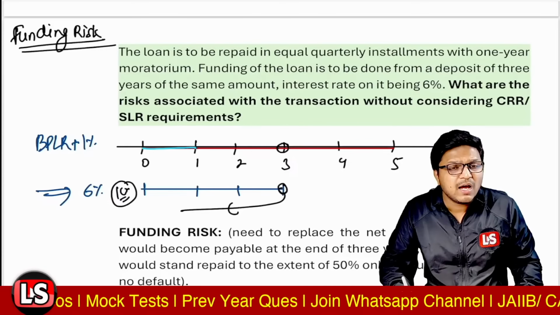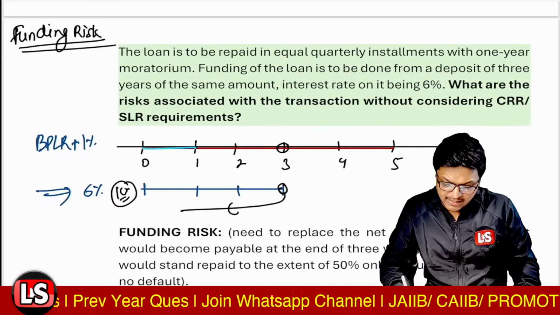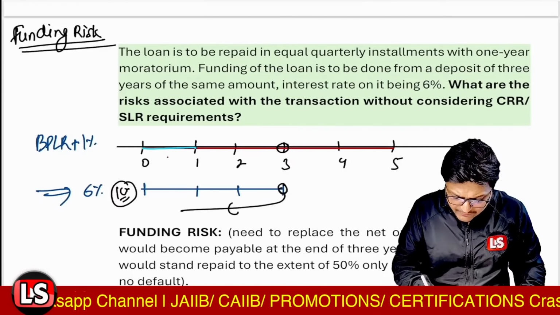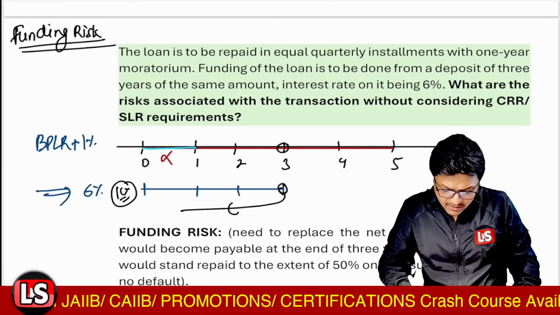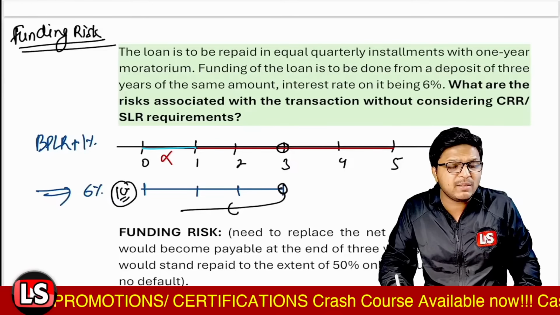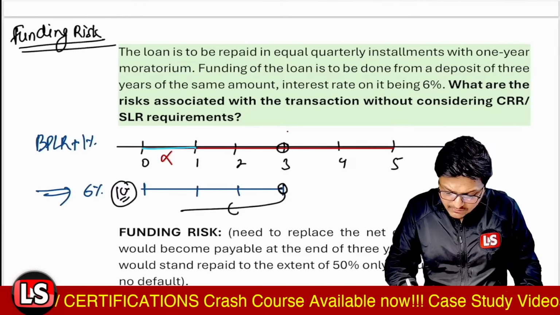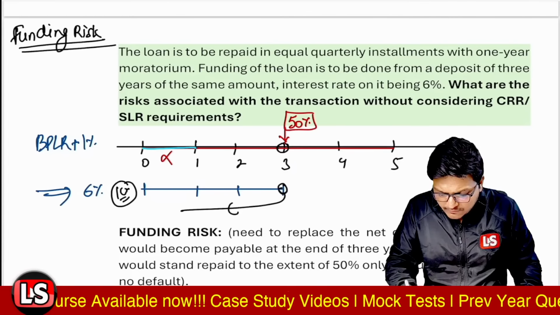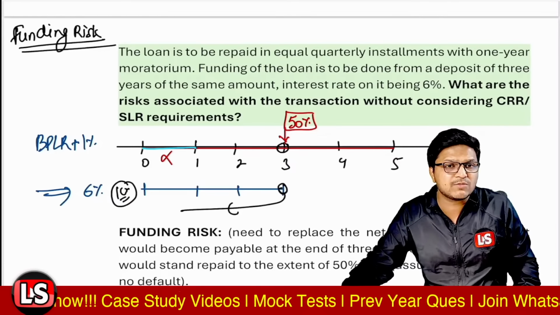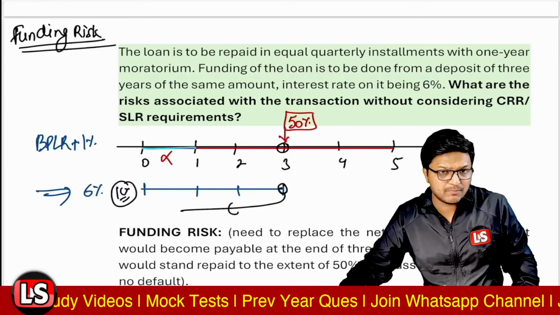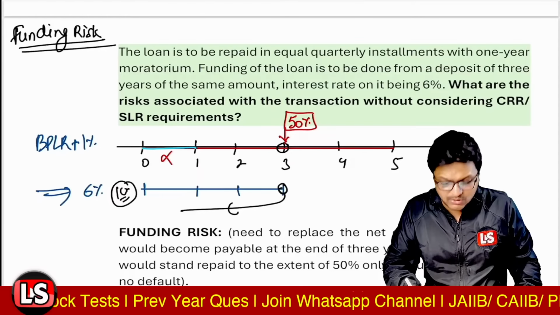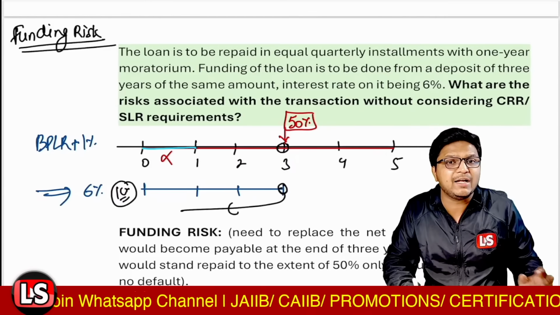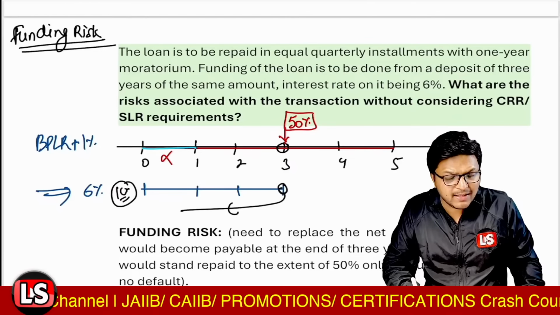And after 3 years, how much amount must I have received? I must have received only 50% of the amount. Why? Because in the first year I have not received any installments, and in the 4 years I will be receiving the full amount. So in 2 years I will be receiving half of the amount. By the end of the third year, we must be receiving only 50% of the total amount, because the moratorium period was for 1 year, and in these 2 years we must have received 50% of the amount if there was no default at all, right?